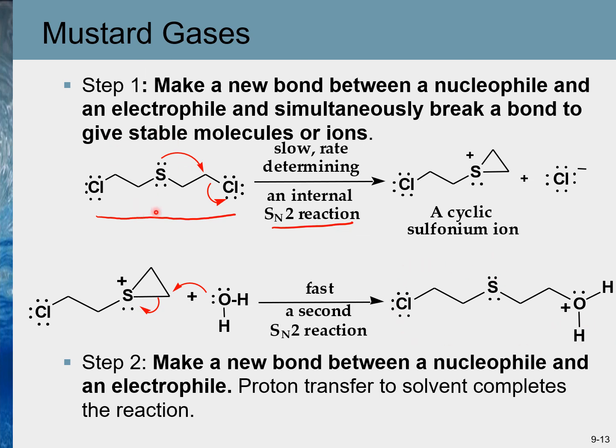So because of the assistance by the internal neighboring sulfur, the rate determining step becomes quite fast, and in this rate determining step, nucleophile does not play any role. Therefore, overall kinetics of this reaction is still first order, but the reaction is much faster even with a weak nucleophile. So that is the unique nucleophilic substitution reaction in case of mustard gases.